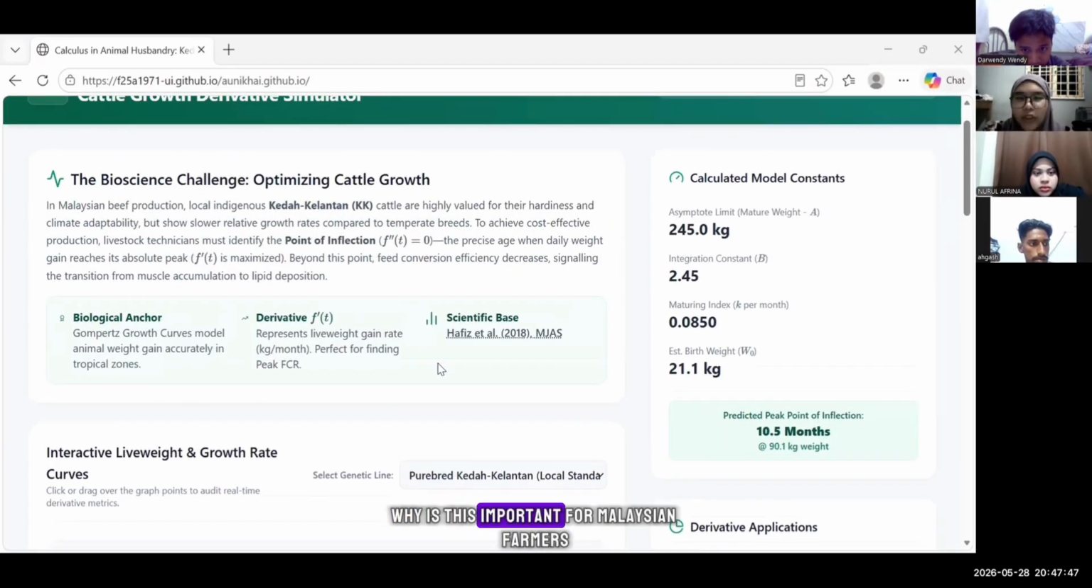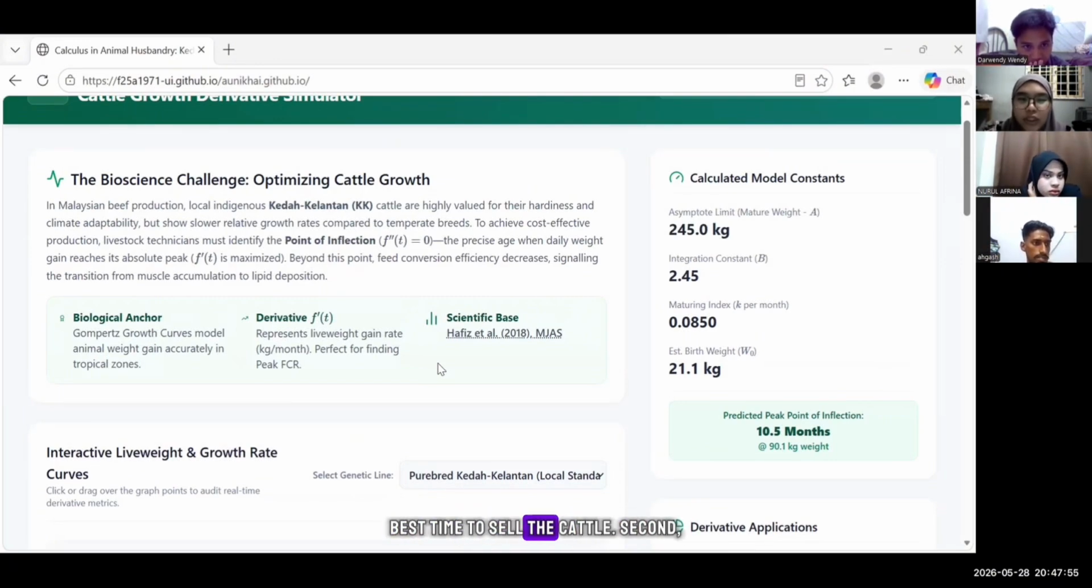Why is this important for Malaysian farmers? First, it helps farmers know the exact best time to sell the cattle. Second, it helps farmers plan the feed schedule, save costs, and avoid waste.